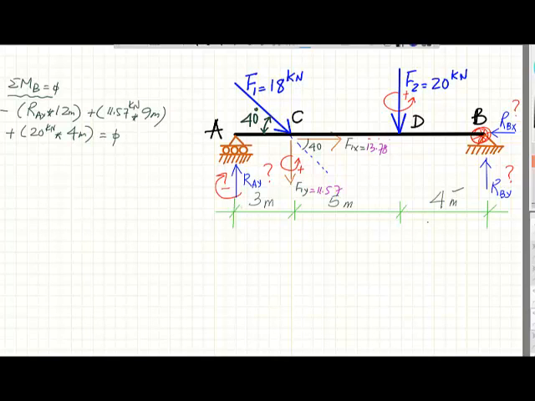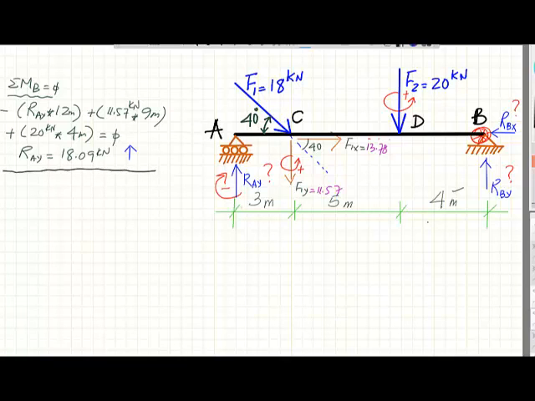If you look at this equation, we have only RAY unknown, and if you isolate RAY, you will find RAY is equal to plus 18.09 kilonewton. Because the sign is positive, it means that the assumed direction for this reaction is correct. So actually we can put this notation saying this is the direction for the reaction, because the reaction is a force after all. This force has a magnitude of 18.09 and a direction which is upwards.